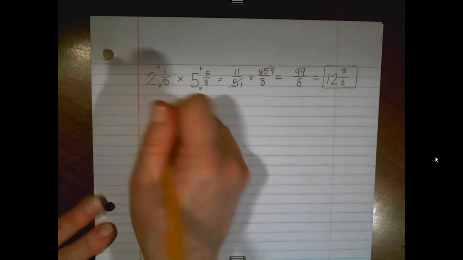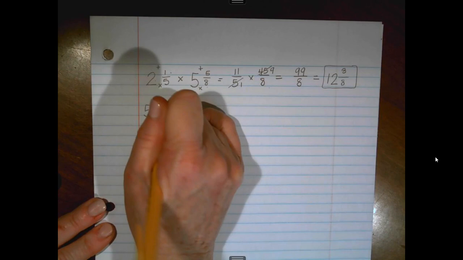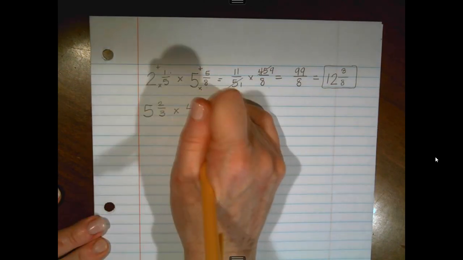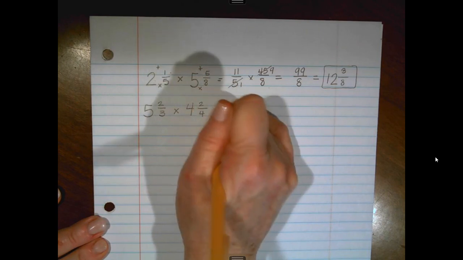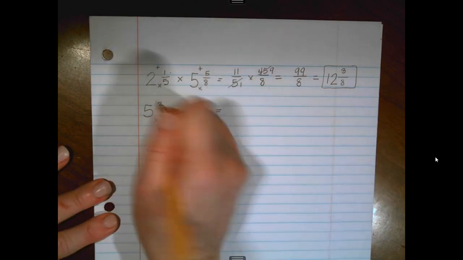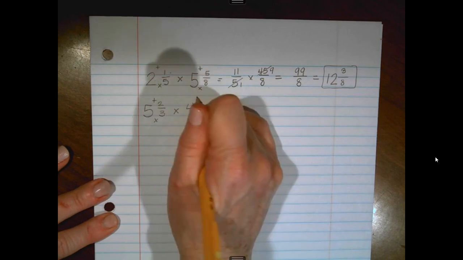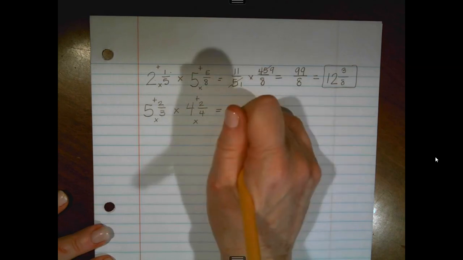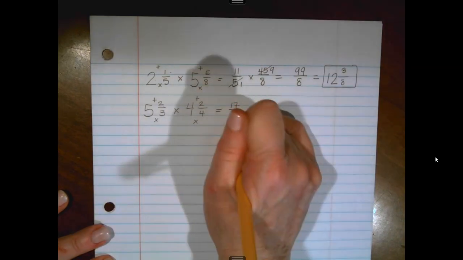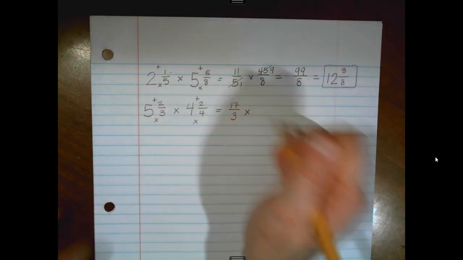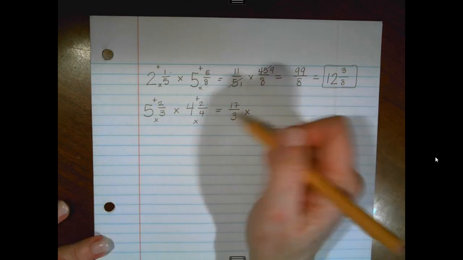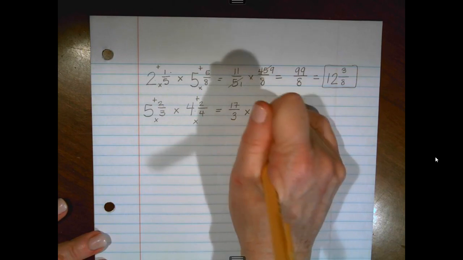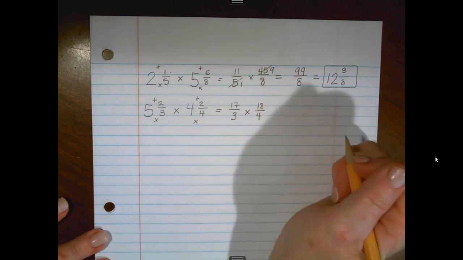Let's look at 5 2/3. Another mixed number times another mixed number. So 5 2/3 times 4 2/4. Okay, so again, the first thing we're going to do is convert these mixed numbers to improper fractions. So 3 times 5 is 15, plus 2 more is 17/3, times 4 times 4 is 16, plus 2 is 18 fourths.